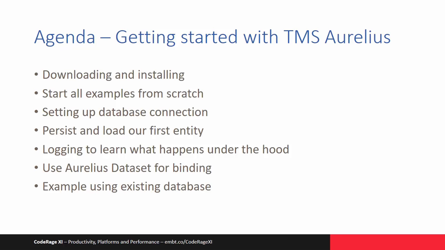What I'm going to do here is set up the database connection, and persist and load our first entity in the database. I'm going to show you how to log the statements that it generates, so we can better see what happens under the hood. We are also going to see the database structure that it generates. I will show you how to use Aurelius dataset for data binding with visual controls. And finally, I'm going to use an existing database to show you how to use Aurelius with your legacy applications.